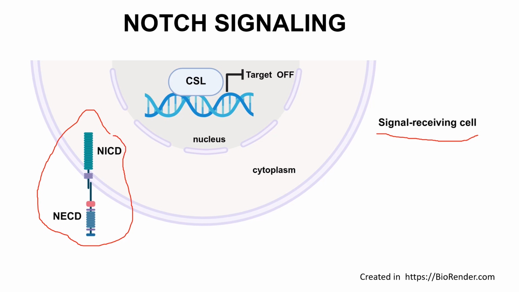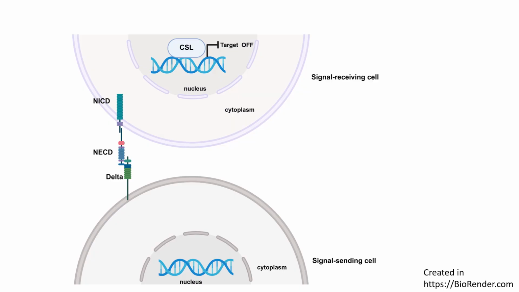The notch receptor consists of two major domains, the notch extracellular domain and the notch intracellular domain. Step 1 of the notch signaling pathway is interaction of delta from the signal sending cell with the notch extracellular domain of the signal receiving cell.